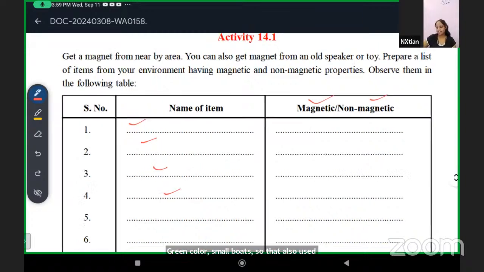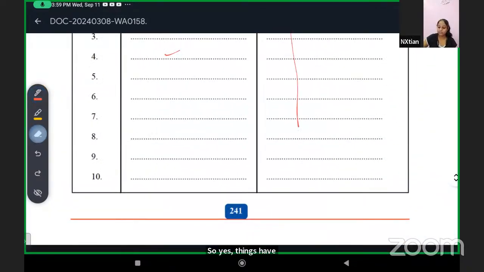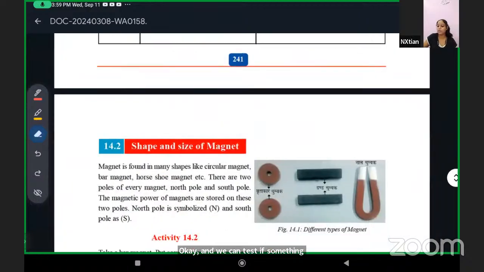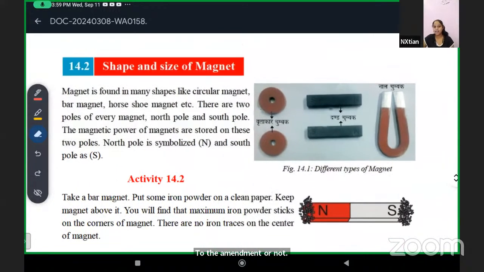So yes, things have magnets in them. And we can test if something is magnetic or not by seeing if it is attracted to the magnet or not. Okay, then we have different shapes and sizes.